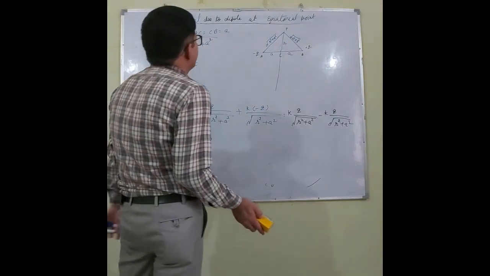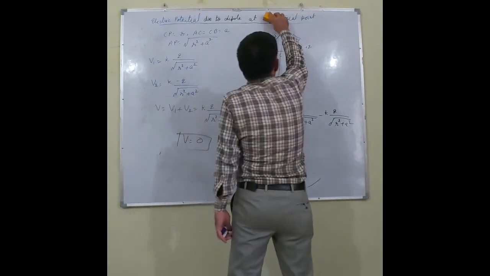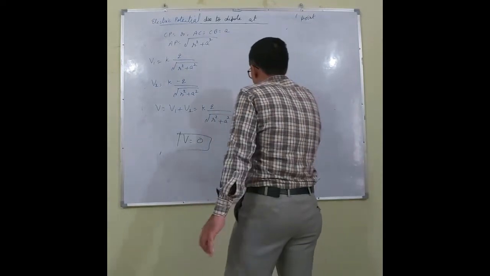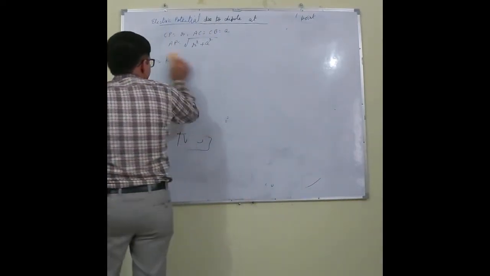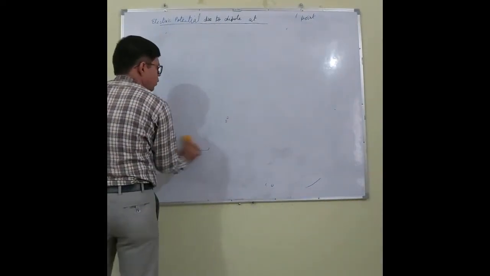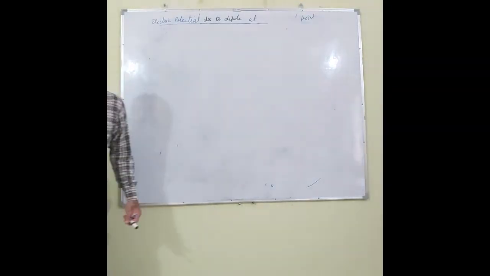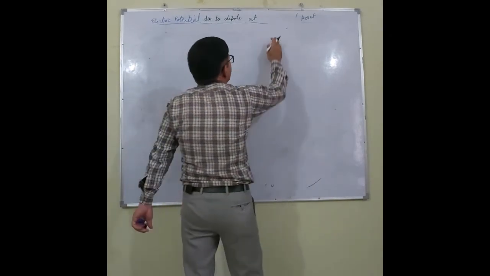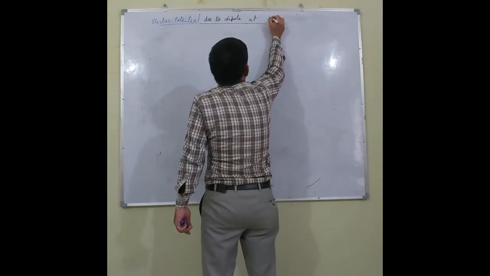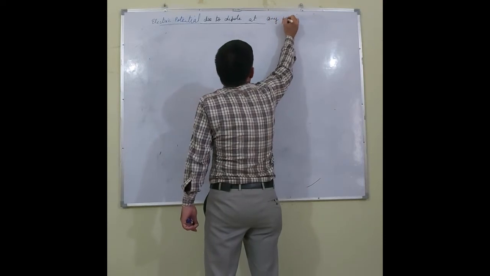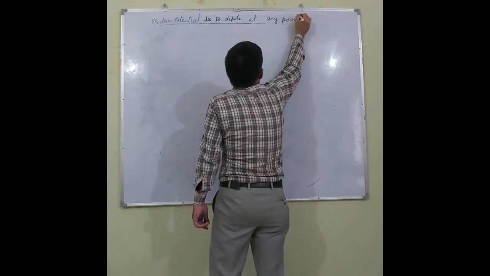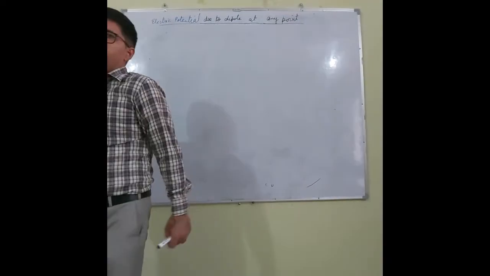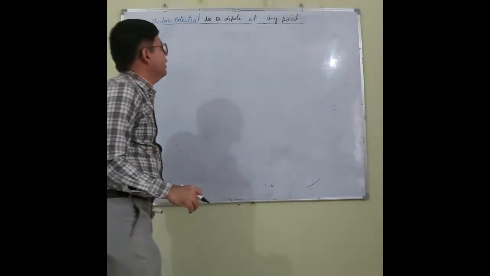Now electric potential due to a dipole at any point, just like the electric field we have done, so there are also 3 cases here. We are going to do all the 3 cases today. Now what is the electric potential due to a dipole at any point?